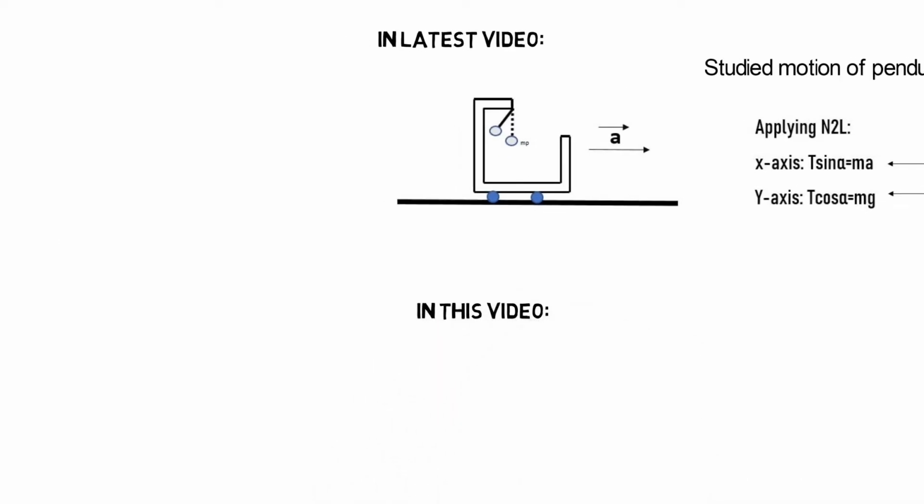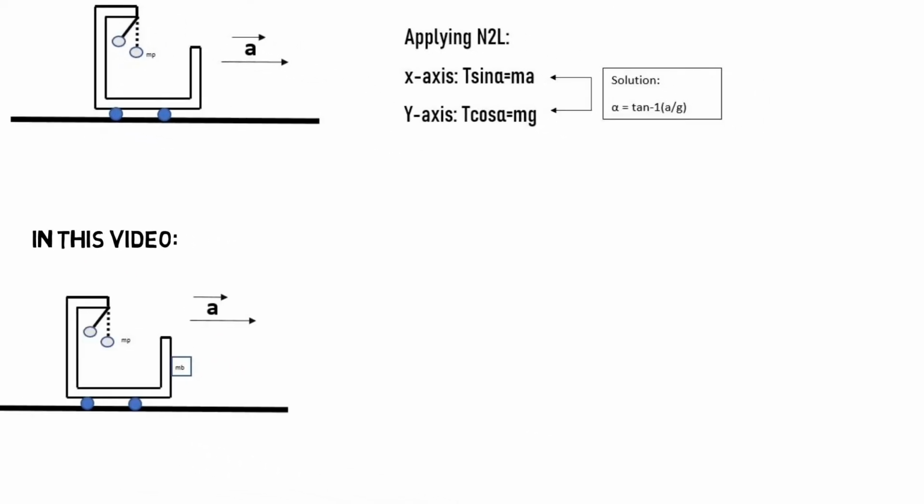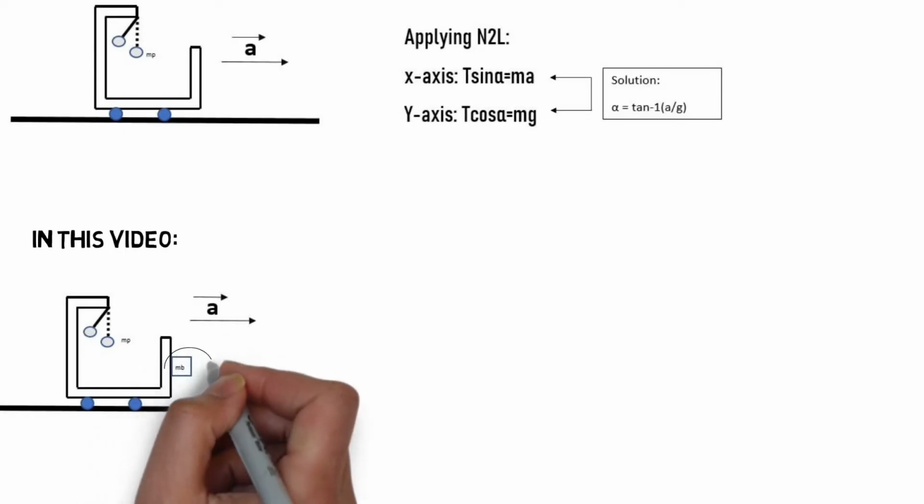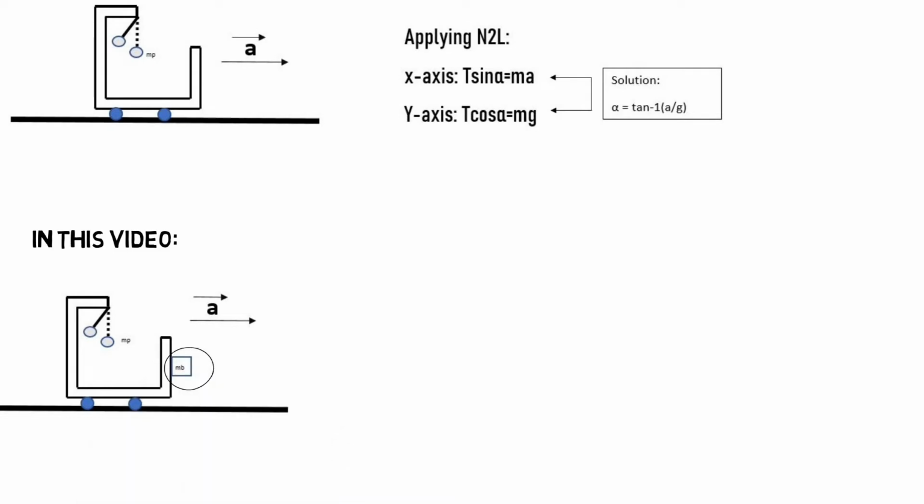Now, in this video, we also need to calculate the angle of inclination of the pendulum, but we don't have the value of acceleration directly. Actually, we have an additional detail in this question, that there is a block in front of the accelerated trolley that is not sliding with respect to the trolley. We will see that we can deduce the value of acceleration by applying Newton's second law on this block, so that we have the value of acceleration and we deduce the value of alpha.